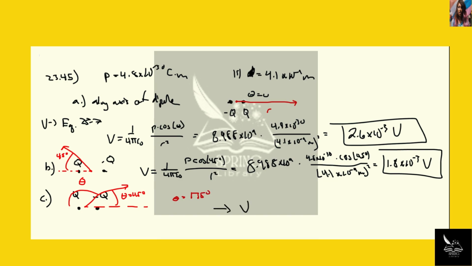So if we replace from B at theta equaling 135 degrees, everything comes out the same, except cosine of 135 is actually the same magnitude but opposite in sign from cosine of 45 degrees. So we actually get negative 1.8 times 10 to the negative 3 volts. Awesome.